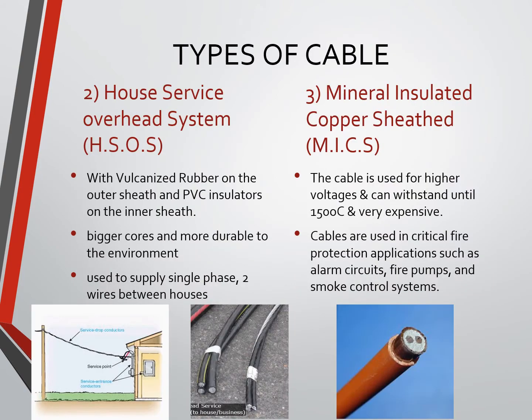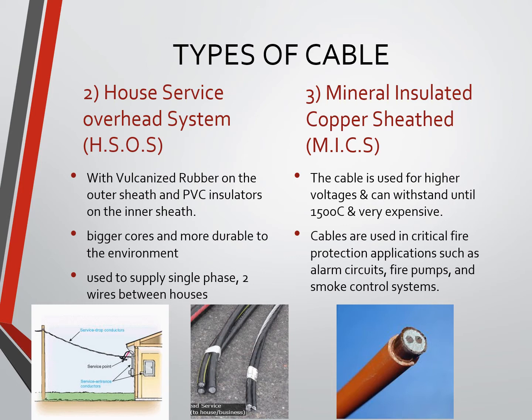Okay, so we have another type of cable, which is house service overhead system, HSOS. Okay, it is made from vulcanized rubber on the outer sheath and then PVC insulator on the inner sheath. Okay, it has bigger cores and is more durable to the environment. It is used for single phase two wires between houses. Okay, it can be used from the pylon to the house's electric box.